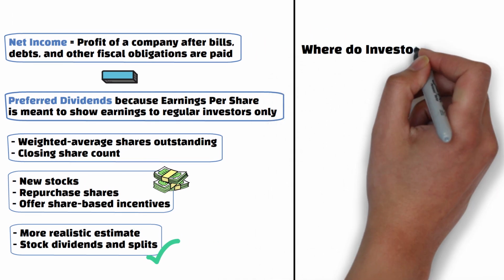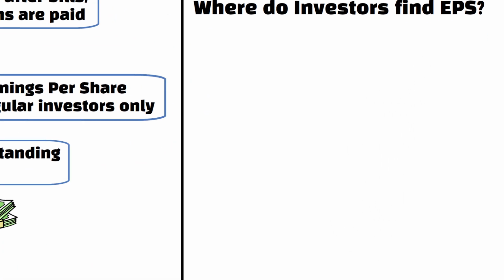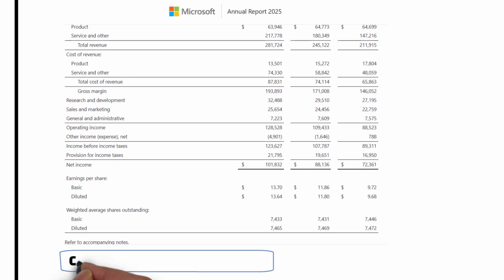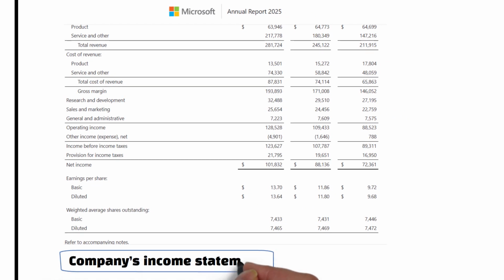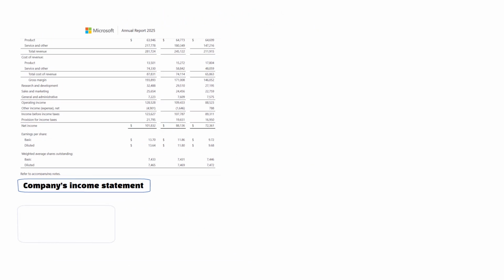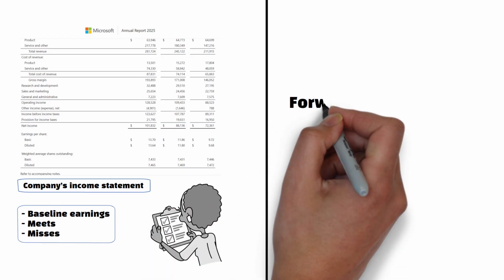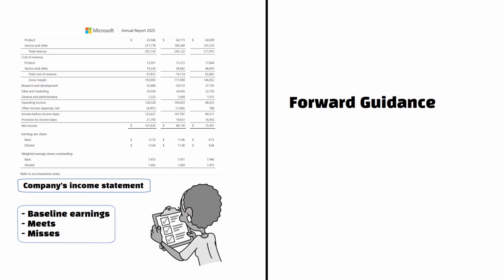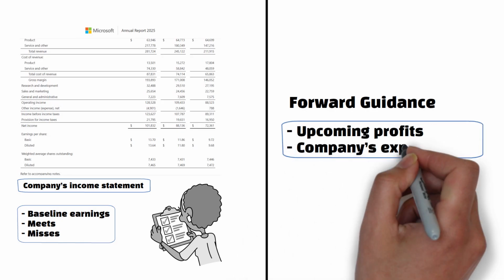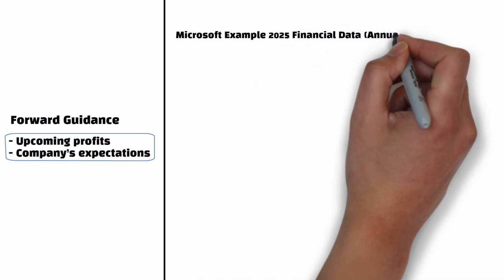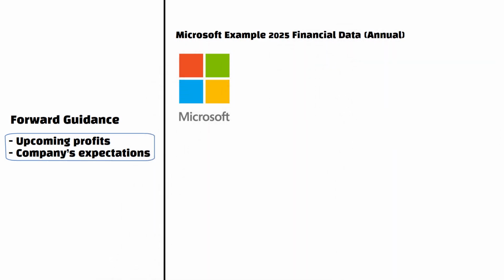So, where do investors find earnings per share? You'll find it below a company's income statement. They need to be mentioned within the company's yearly or quarterly reports. Every company must disclose the performance metrics and the total equity utilized. And when the results go public, there are a few factors that capture the market's attention. Firstly, a company's baseline earnings, and whether the earnings meet or miss the analysts' expectations. Lastly, there is the forward guidance, which focuses on upcoming profits and the company's expectations. Investors don't pay much attention to where earnings have been, but rather they focus more on the trajectory they are taking.